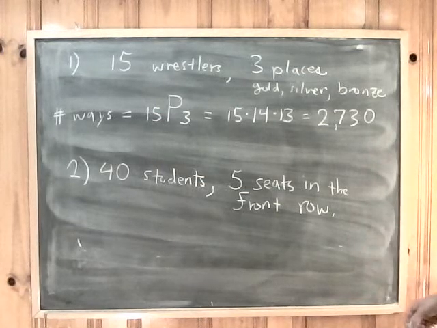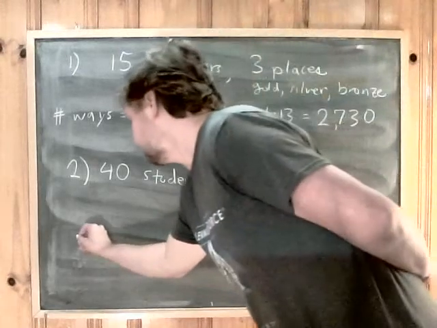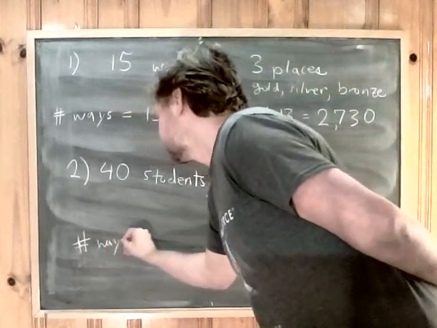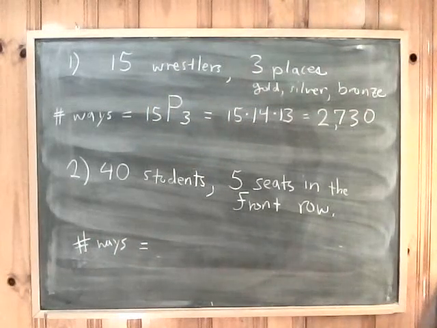Second problem has 40 students and only 5 seats in the front row. So the number of ways that they can fill in those seats is going to be equal to 40 permute 5.